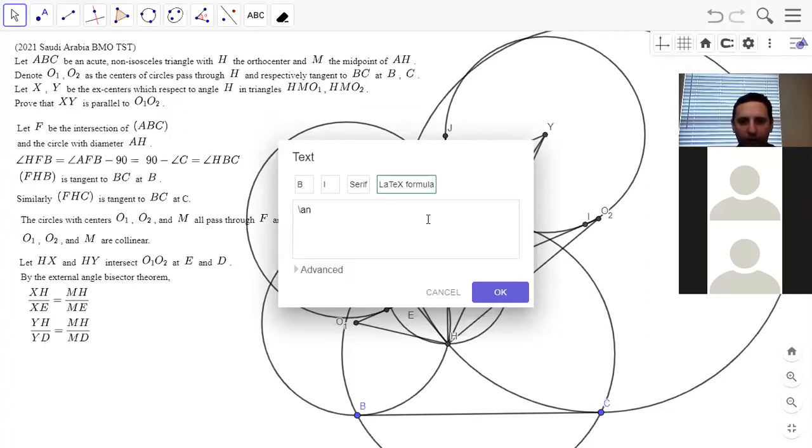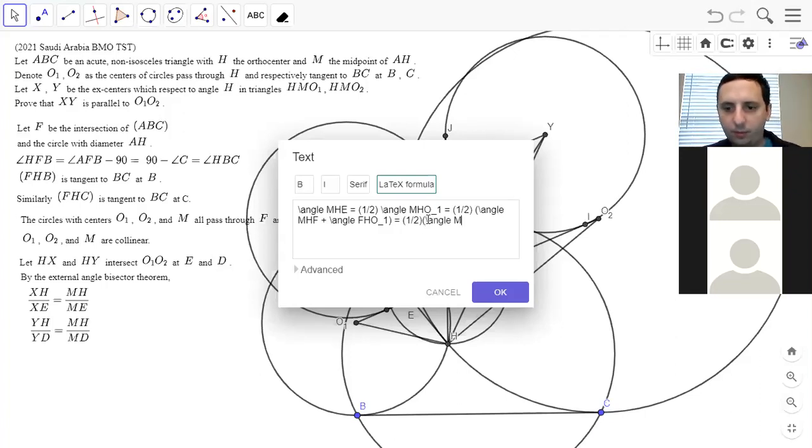Anyways, we have angle MHE is half of angle MHO1, which is half of angle MHF plus angle FHO1, which is half of angle MHF plus 90 minus angle FBH. Let's see what this looks like.